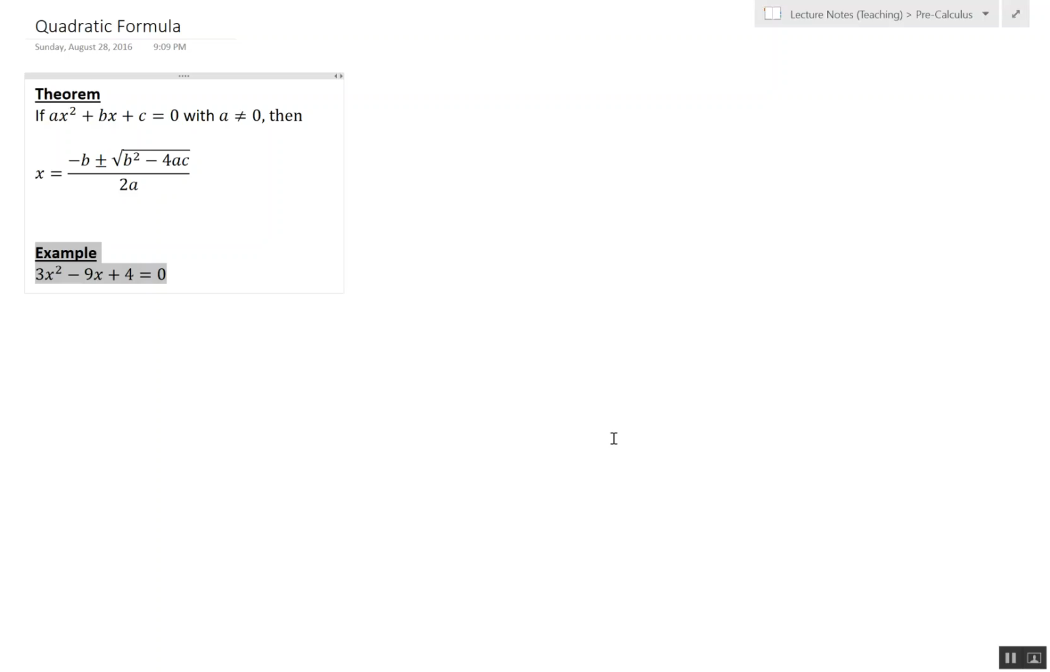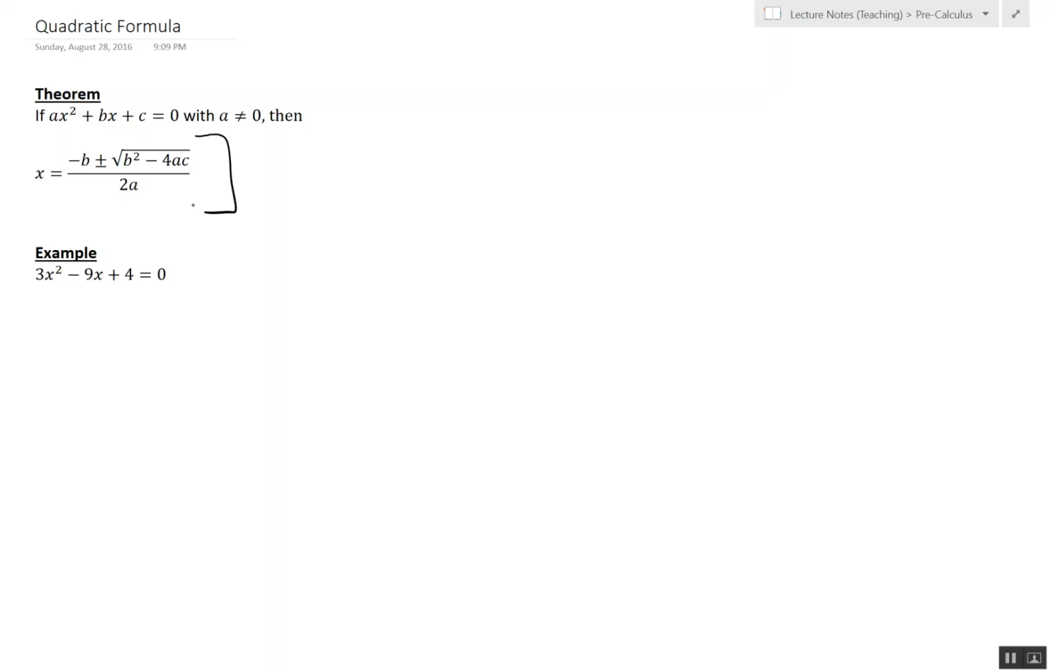Hi everyone, welcome back. We're going to talk about one of the most famous formulas in mathematics, the quadratic formula. So that quadratic formula comes from this theorem. It's that if you have a quadratic equation, which also means that a has to be not equal to 0, then x must equal this.